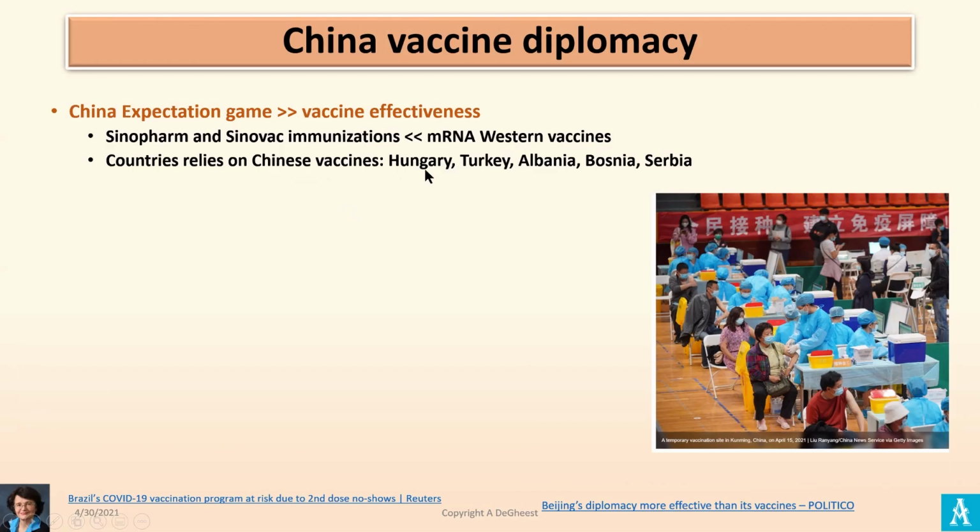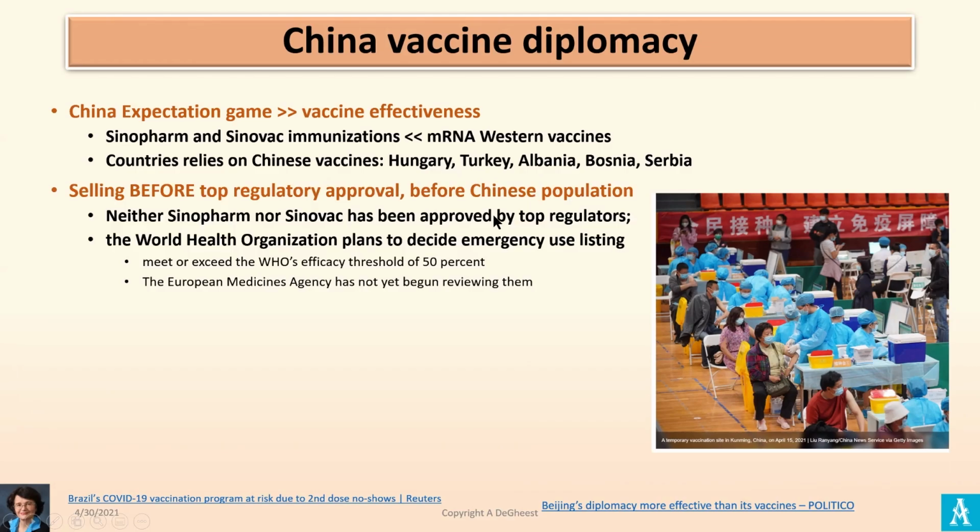So they're developing contracts in Hungary, Turkey, Albania, Bosnia, Serbia. And it's interesting because they're selling it before there's been any top regulatory approval. And by that, I mean in major countries. The EU has not even reviewed it. The World Health Organization is looking at it to see if you're above the 50% threshold, which is what the initial target was. And they're selling them before they give it to their own populations.